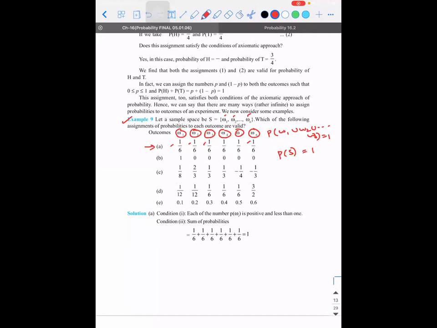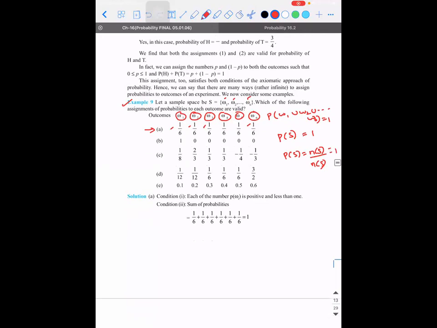We know this because according to the axiomatic definition that I gave you, what is the probability of the sample space? The number of elements in the sample space by the number of elements in the sample space. That will be 1. The denominator is by default n of S, and the numerator will keep changing according to events. So when you add all these probabilities, if it comes out as 1, then that kind of probability set is valid. So tell me, is option A valid or invalid?